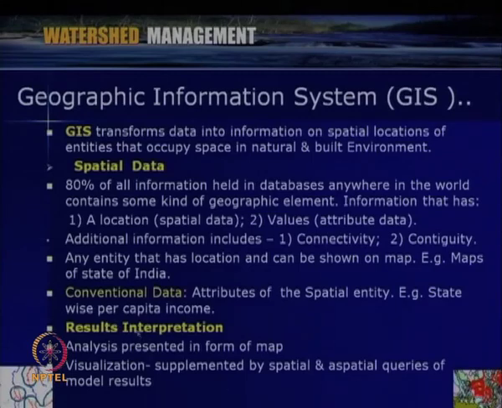Then these results can be represented in the form of a map. You can see here, say, a channel network map, or the soil variations, so a soil map, or it can be a land use land cover map. And then we have to put it in a visualization model. Visualization comes from the computer output. This can be supplemented by spatial and aspatial queries of model results. So whatever different types of data inputs we give, we process them within the computer or the software, and then we create various outputs either in map form or spatial variation form, or spatial queries as model results. So that way the geographical information system, or GIS, works.